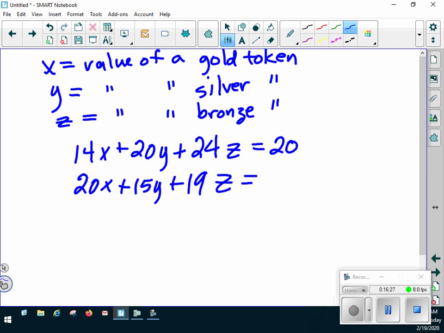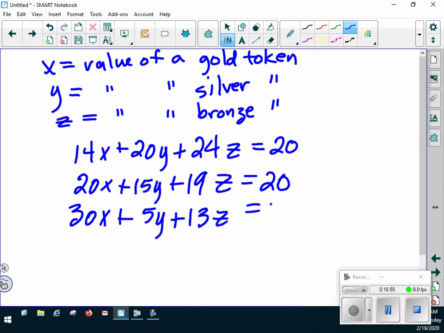And that combination also is worth $20. You have one more combination. You have 30 gold, 5 silver, 15 bronze, 13 bronze. So what equation could we come up with there? 30x... and there's your system of equations.